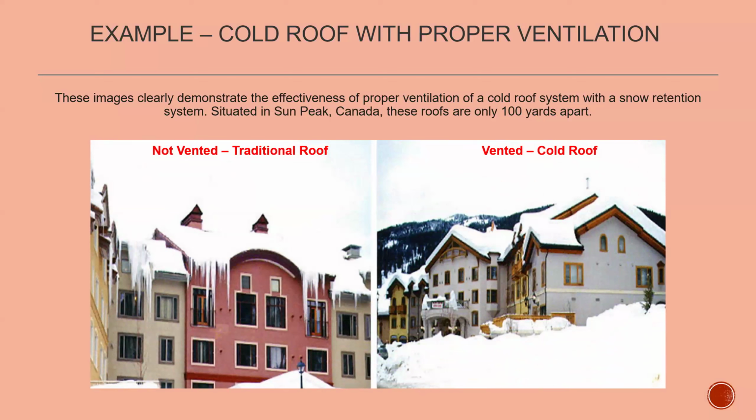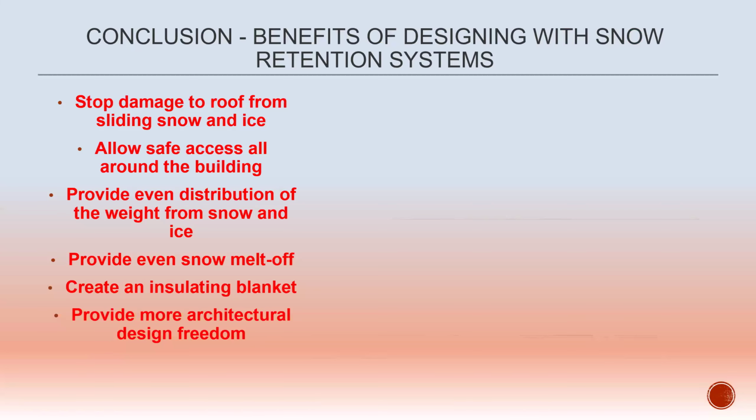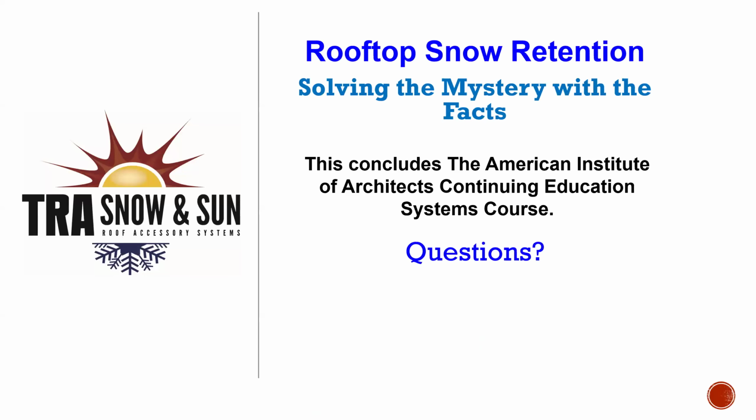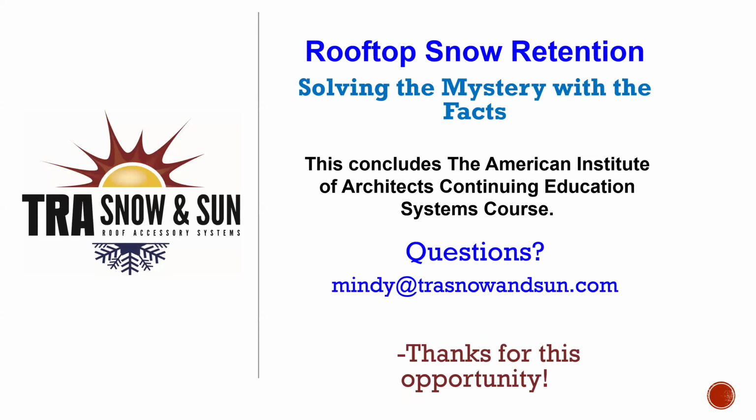And this photo here definitely shows you the differences between a non-vented traditional roof and a cold roof vented system with snow retention on it. These are in Sun Peaks, Canada. The roofs are only about 100 yards apart. So it does work very, very well. We're just missing a whole chunk of products on the market currently that can help both of those things be supported accurately. So that does conclude the end of my AIA portion of my presentation.